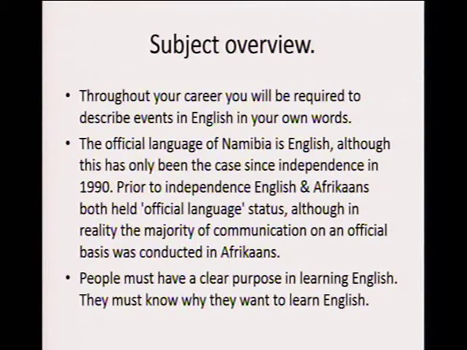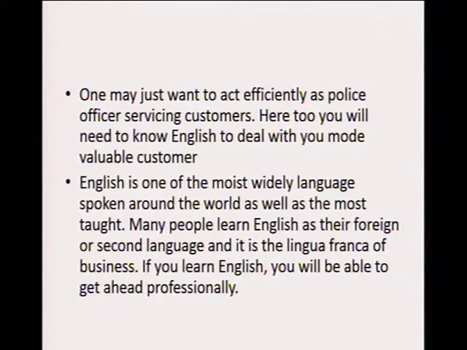People must have a clear purpose in learning English. They must know why they want to learn English. One may just want to act efficiently as police officers servicing customers. Here too, you will need to know English to deal with your more valuable customers. English is one of the most widely spoken languages around the world, as well as the most taught. Many people learn English as their foreign language or second language, and it is a lingua franca of business. If you learn English, you'll be able to go ahead professionally.